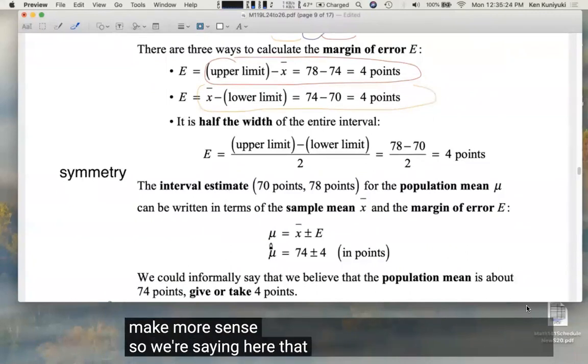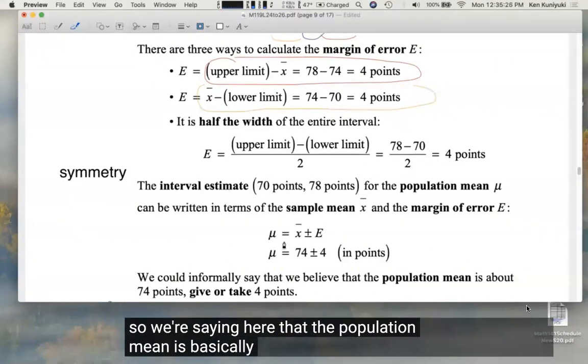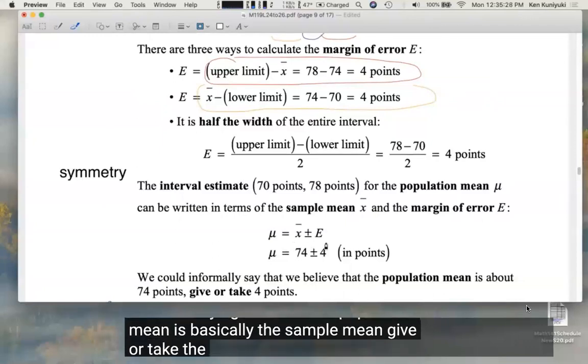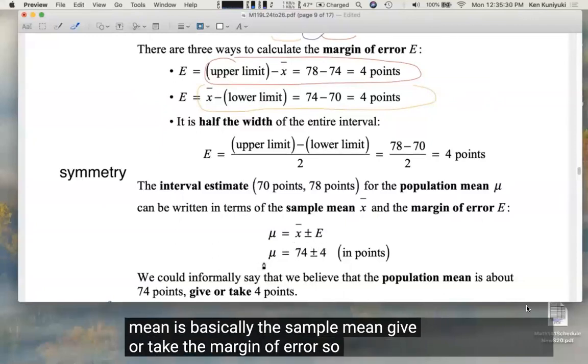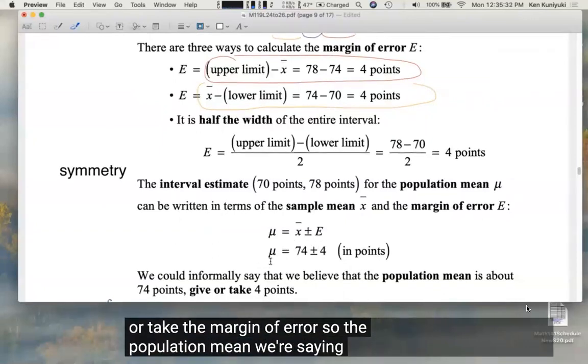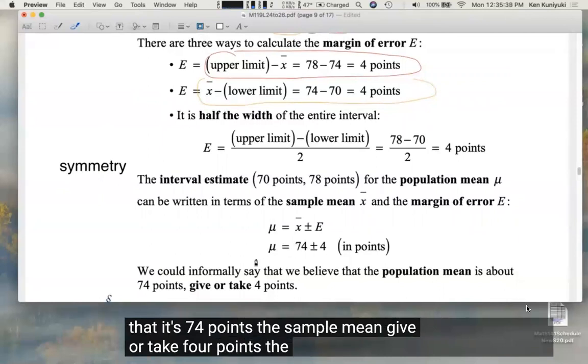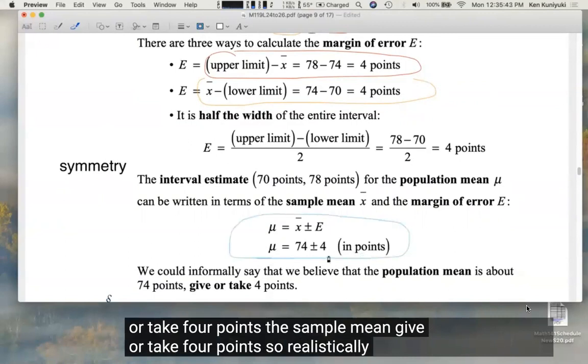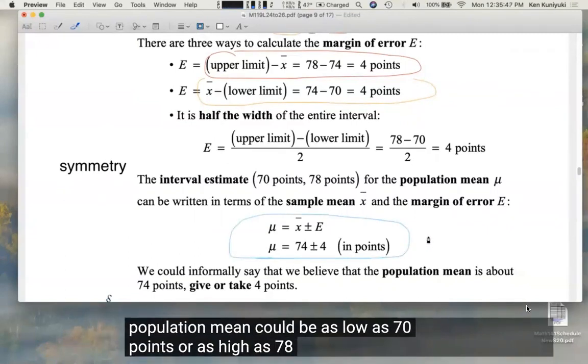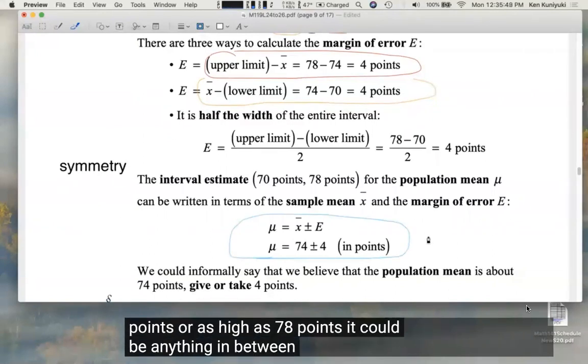So we're saying here that the population mean is basically the sample mean, give or take the margin of error. So informally, the population mean is 74 points, the sample mean, give or take 4 points. So realistically, the population mean could be as low as 70 points or as high as 78 points. It could be anything in between.